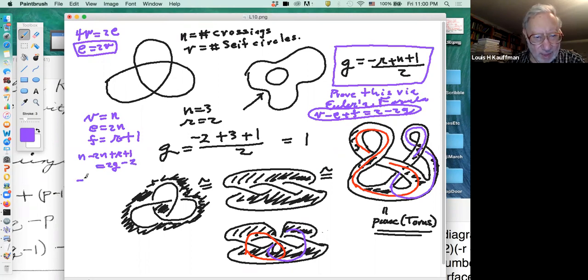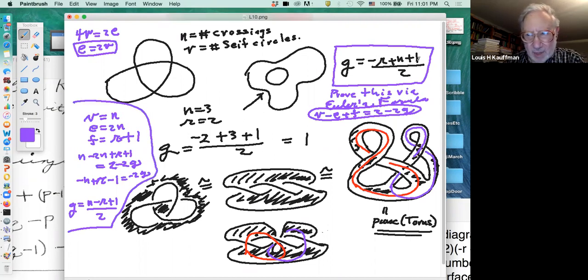So that says minus n plus r plus 3. Somebody made a mistake. Two minus 2g. Yes, I have my signs backwards here. That was 2 minus 2g, not 2g minus 2. So we have minus n plus r minus 1 is equal to minus 2g. So that says that g is equal to n minus r plus 1 divided by 2. And if I'm lucky, I got to the formula that I was telling you at the beginning, n minus r plus 1 divided by 2.